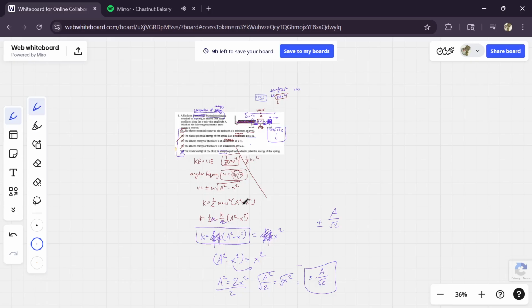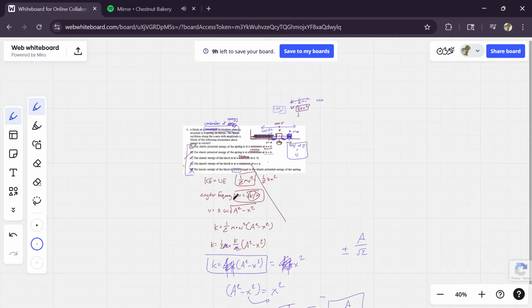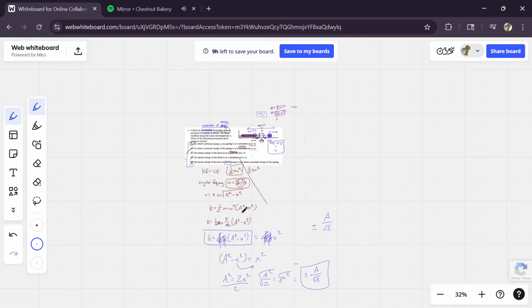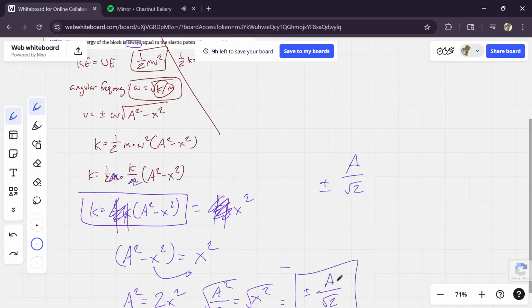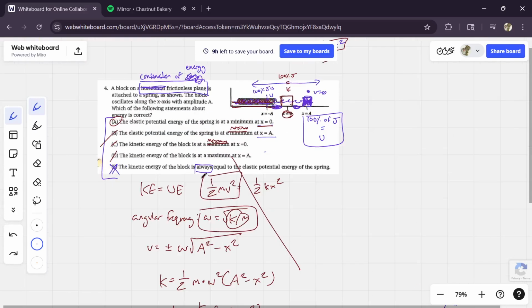So this might not be necessary, but I just want to explain why it cannot be E by fully solving it out. Essentially, what it's saying is that if you set them equal to each other, the only time they are equal is at plus or minus A over square root 2. And because that is not always, it cannot be E. So our answer has to be A.